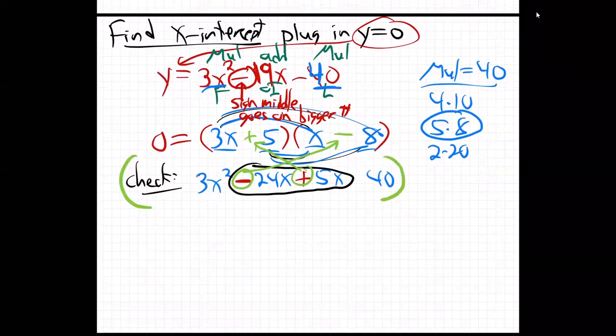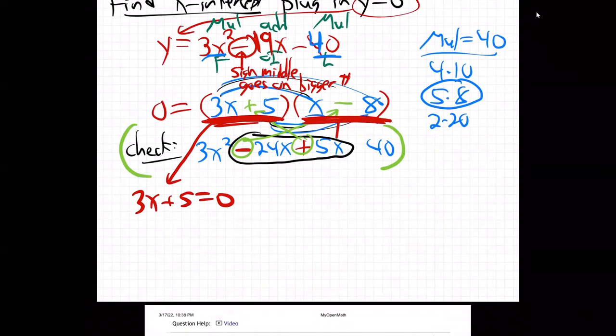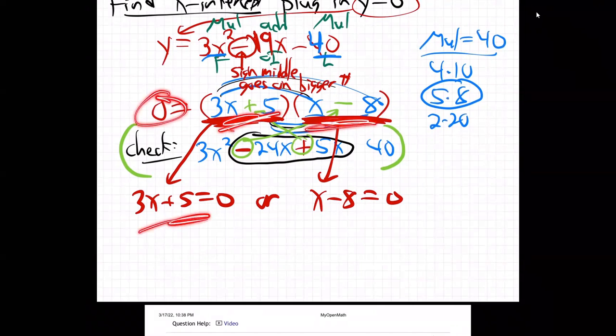What do we do? We set each one equal to 0 separately. So we take this first one and we say, okay, 3x plus 5 is 0. Then we take the second one and go, okay, x minus 8 is 0, in the middle, right? Because that's the logic. If two things are timesing to equal 0, the first one could be 0 or the second one, right? Two things multiply to be 0, either one could be 0, right? And then you just solve from there.